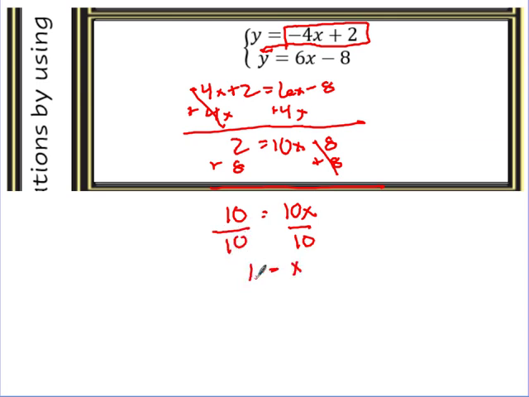Now again, the biggest piece here is that now you have x equals 1. You need to take that and plug it into either one of these equations. It does not matter which one you choose. Just pick one. I'm going to choose the second one again because I just like having a positive value. So 6 times x, we know x has to be 1, minus 8. That's just 6 minus 8, which is negative 2. So my solution is x is 1, y is negative 2.